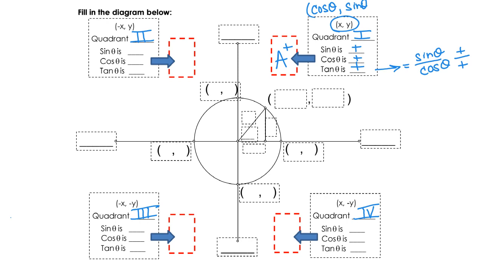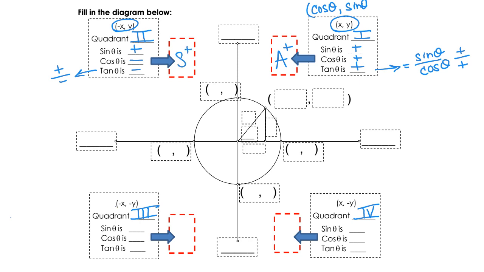In quadrant 2, your x is negative and your y is positive. So cosine theta would be negative, sine theta would be positive, and tangent theta is sine theta over cosine theta, which is negative. And so sine theta ends up being the only one positive in quadrant 2.